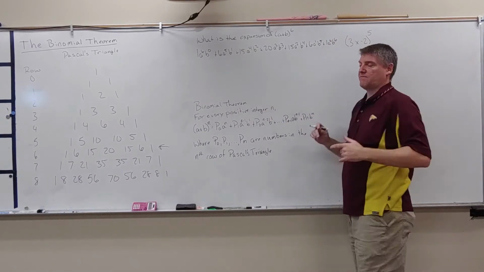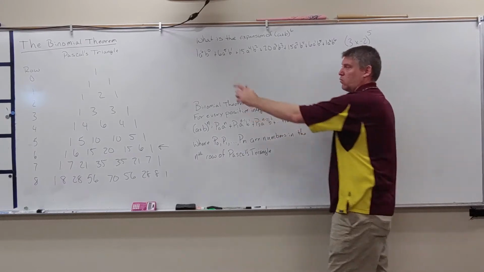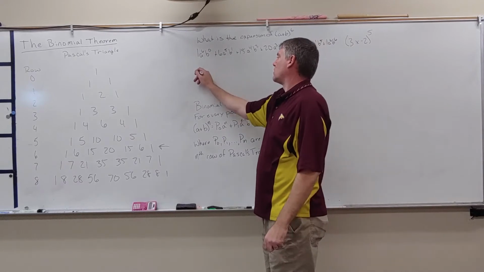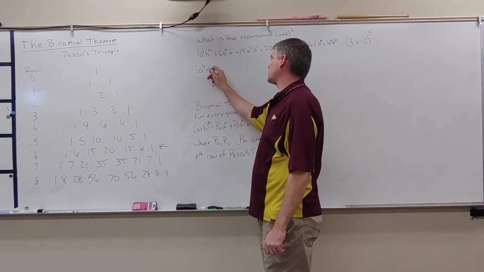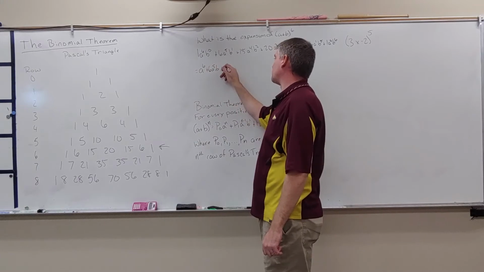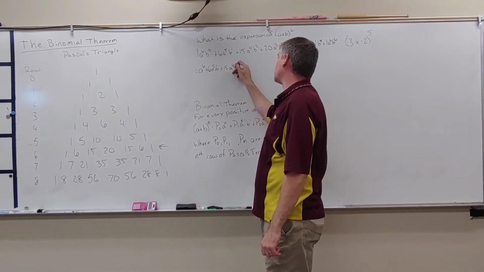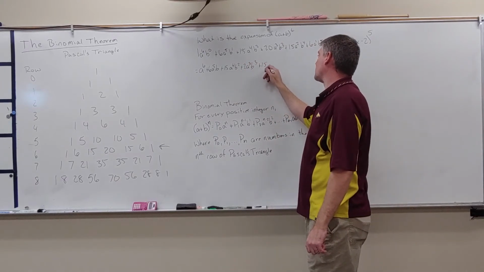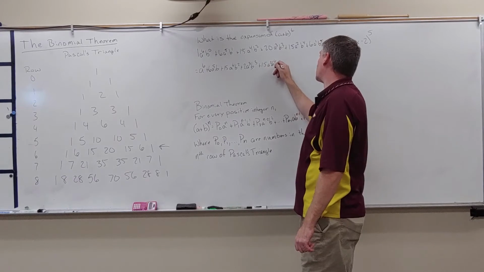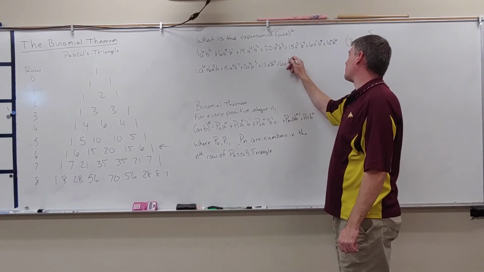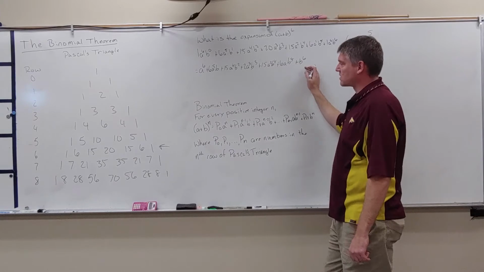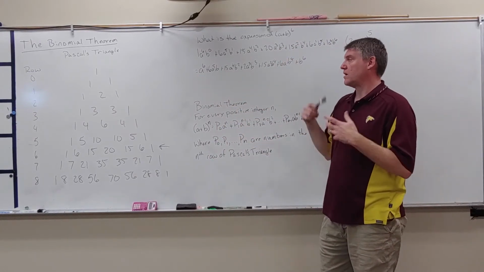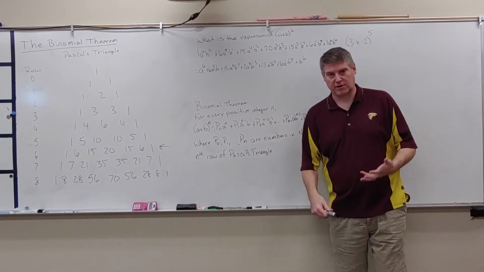Now, there's a lot in here I actually wouldn't write. I would not write 1s. I would not write b to the 0. So we would write this as a to the 6th plus 6, a to the 5th, b plus 15, a to the 4th, b to the 2nd, plus 20, a cubed, b cubed, plus 15, a squared, b to the 4th, plus 6a, b to the 5th, plus b to the 6th. So Pascal's triangle makes a really quick method for expanding it. And that's what the binomial theorem is saying.